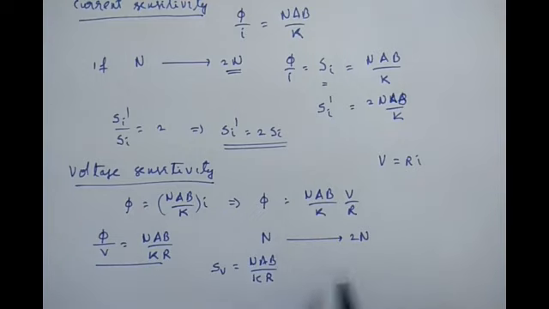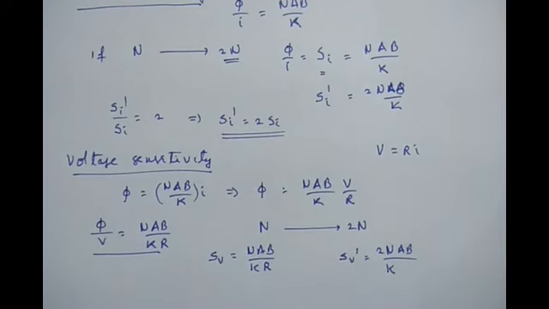So when number of turns are 2n, then you get a voltage sensitivity, that is SV prime equals 2nAB by kR. R is resistance of the wire here. When you increase number of turns 2 times, then length of the wire also becomes 2 times, then resistance of the wire also becomes 2 times, then your resistance becomes 2R. So now if you cancel this 2 and 2, the voltage sensitivity of galvanometer initially and finally both are same.